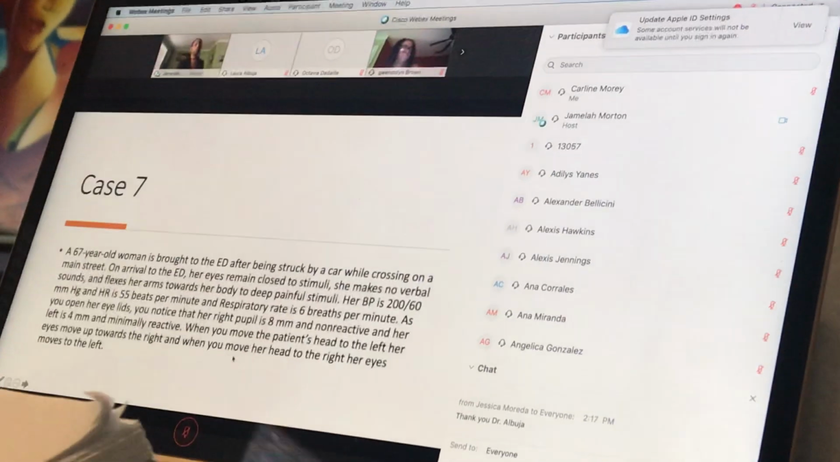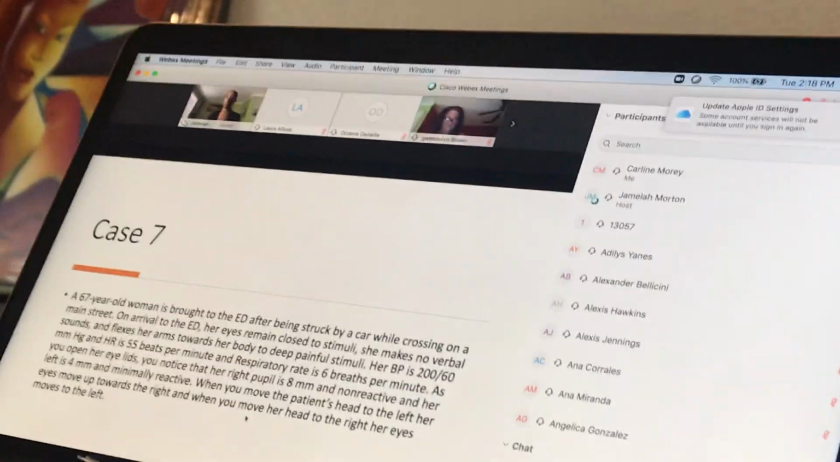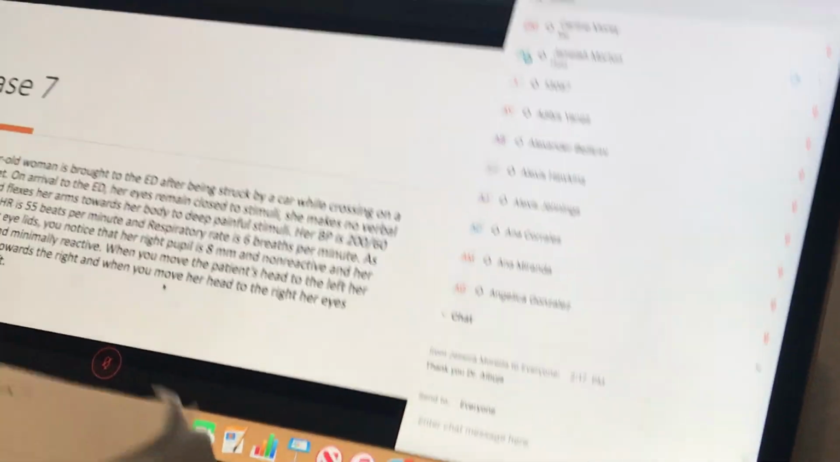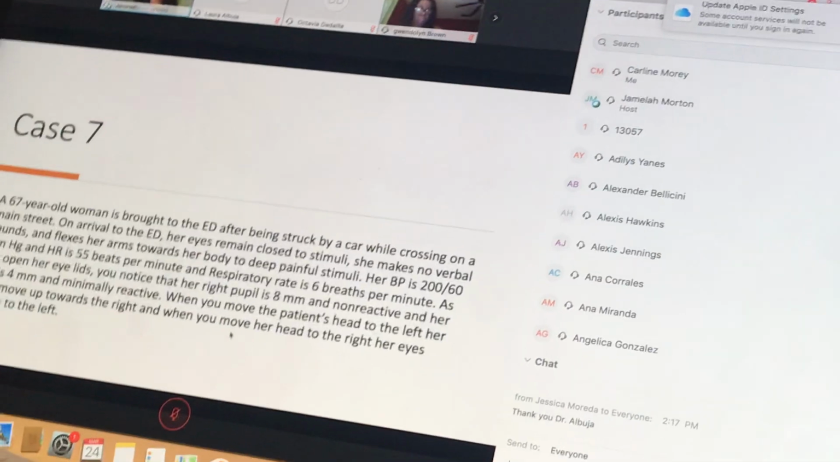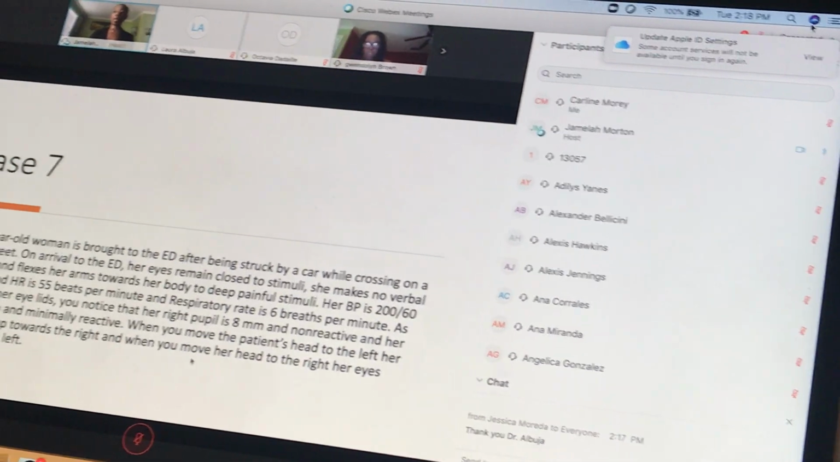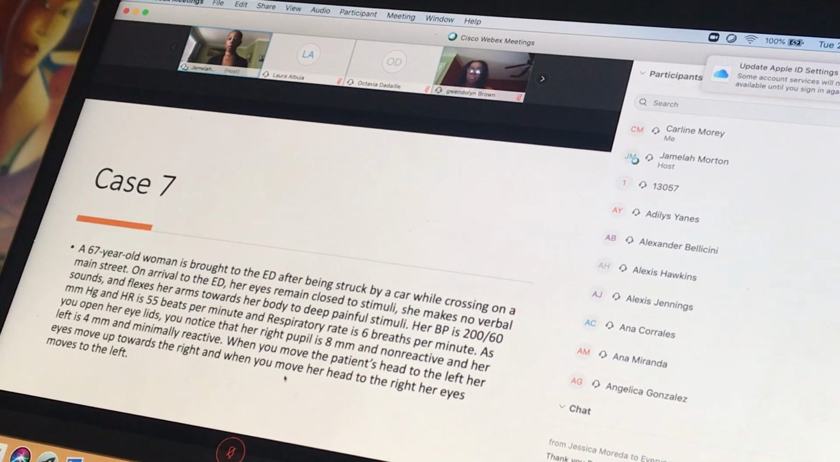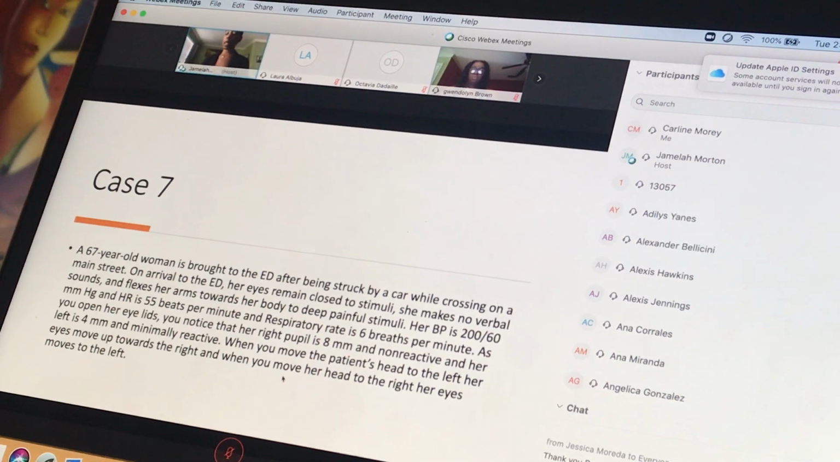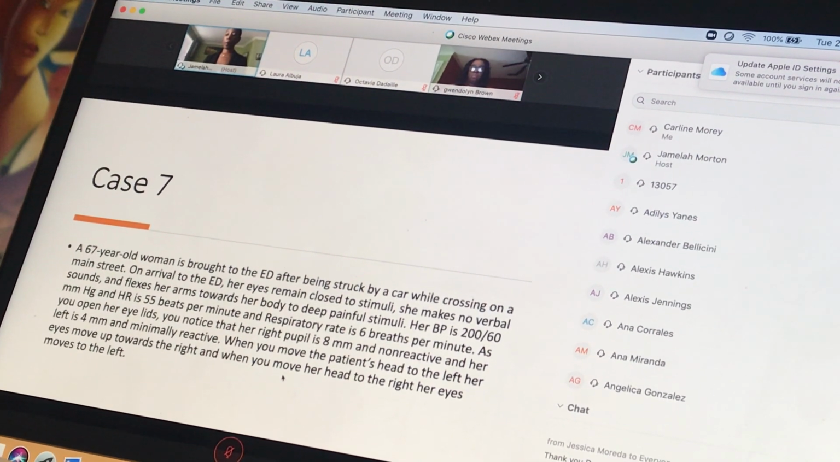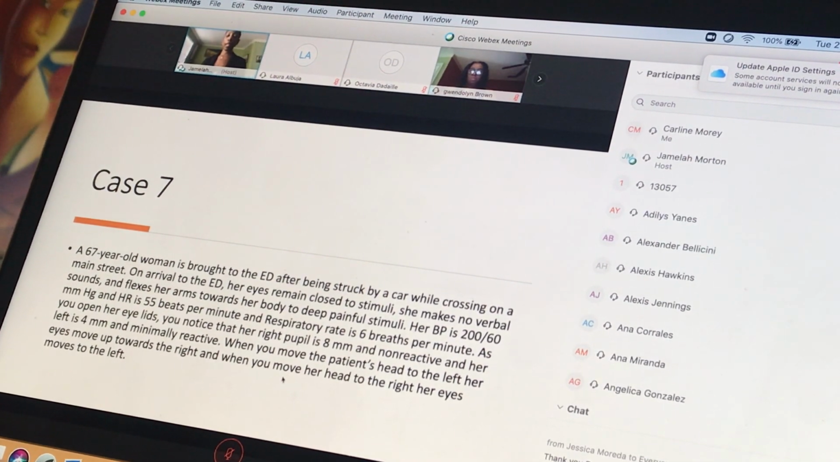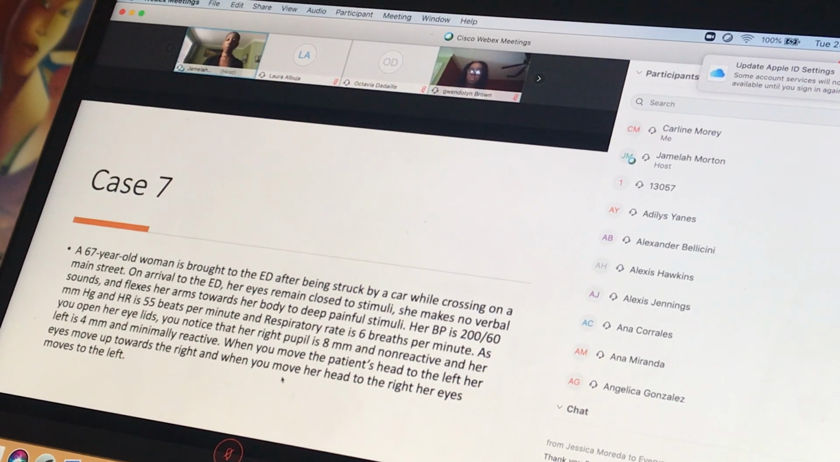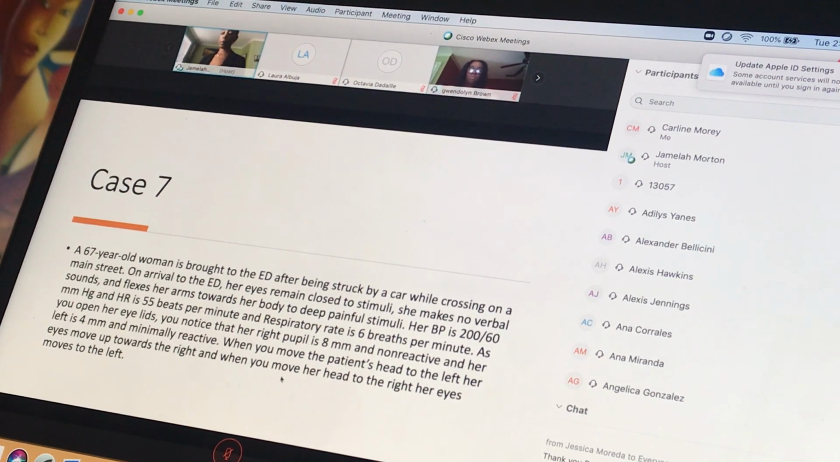Okay. A 67-year-old woman is brought into the ED after being struck by a car while crossing a main street. On arrival to the ED, her eyes remain closed to stimulus. She makes no verbal sound and flexes her arms towards her body with deep, painful stimulus. Her BP is 200/60. Heart rate is 55 beats per minute. Respiratory rate is 6 breaths per minute.